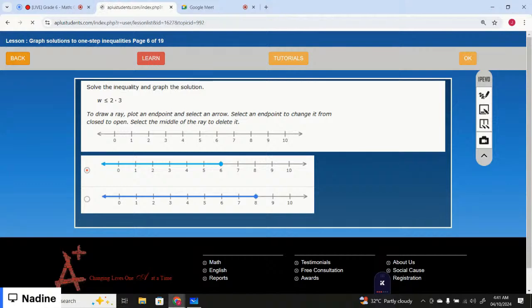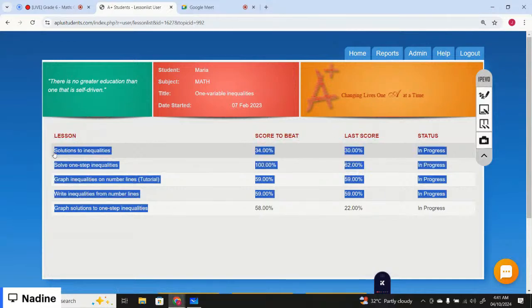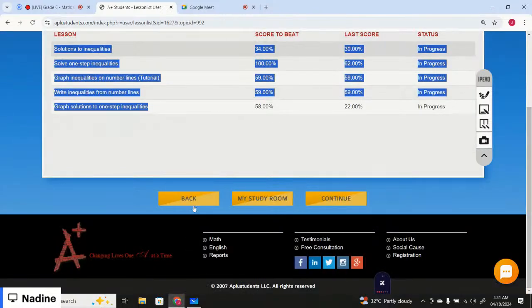So we were working on grade 6 math. The chapter we were working on is one variable inequalities, and the lessons we have covered today are solutions to inequalities, solve one step inequalities, write inequalities from number lines, and graph solutions to one step inequalities. So please make sure before the next session you complete all the practice questions for the lessons we just did. That is your homework until the next session.